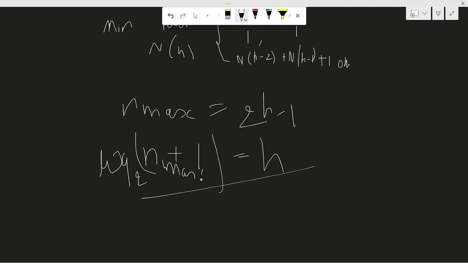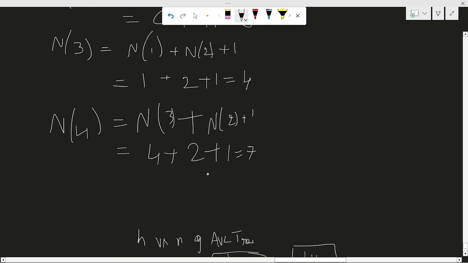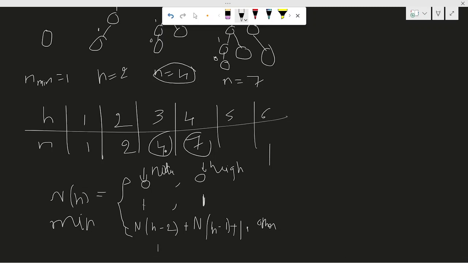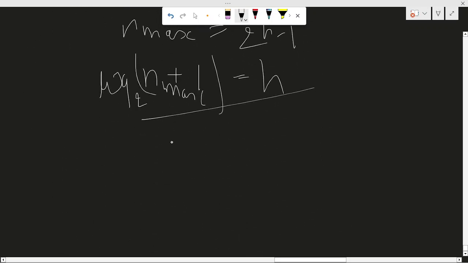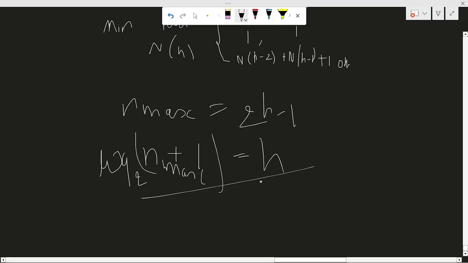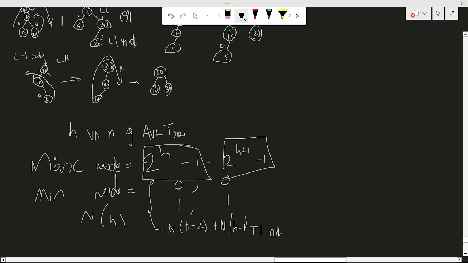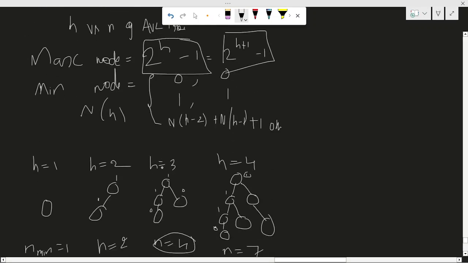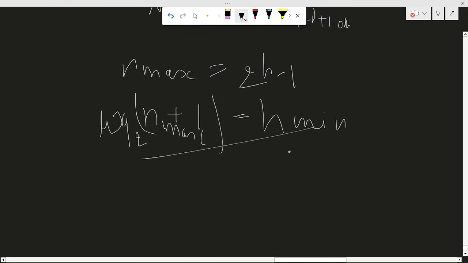So for n min, what you are going to do? By looking at this table, if the number of nodes is greater than or equal to 4 and less than 7, then the maximum height is 3. So I can tell it like this. This is actually for the minimum height. As I said, if you are finding a relation between maximum nodes and height, then if you reverse this, you will get a relation between minimum height and nodes. So you are getting it for h min.